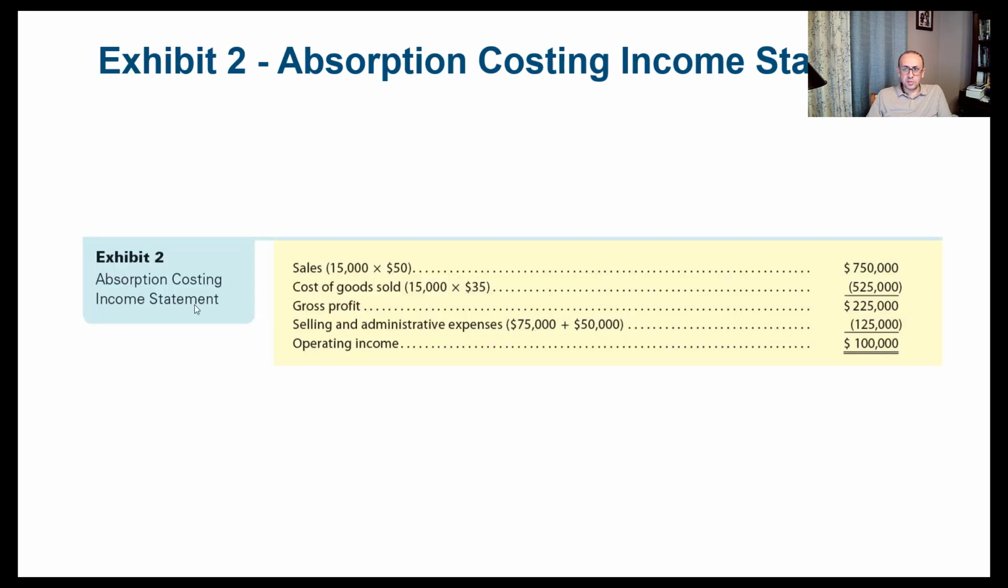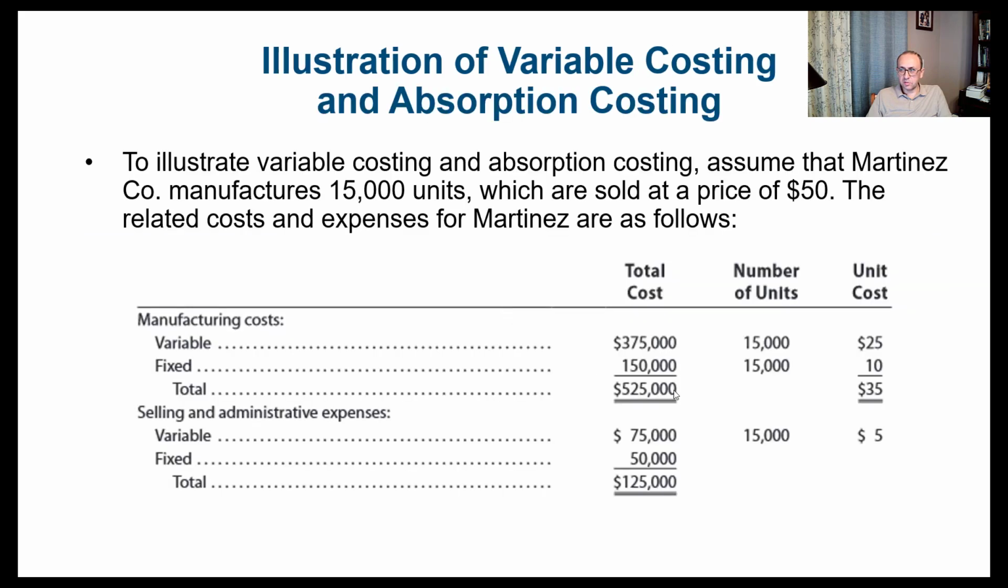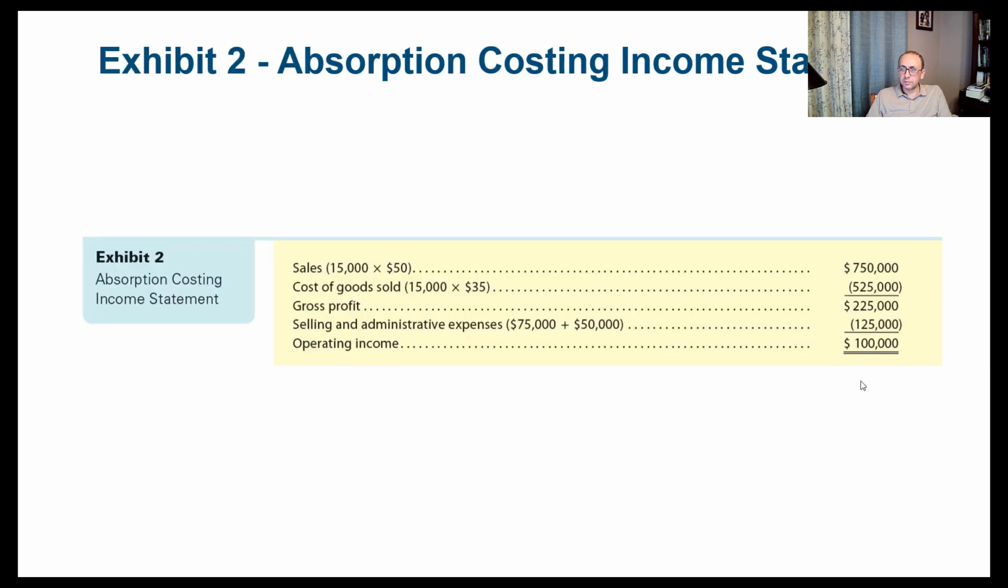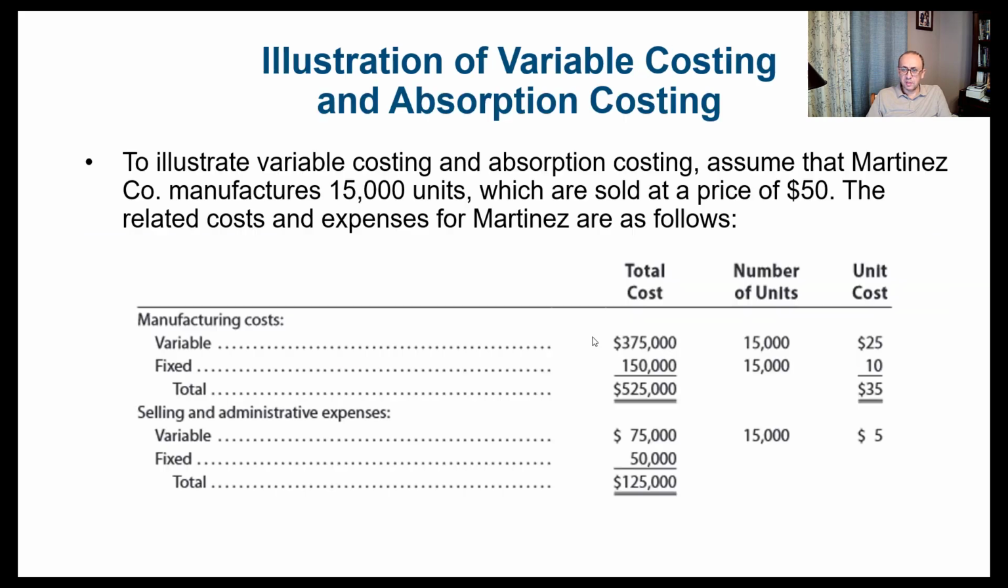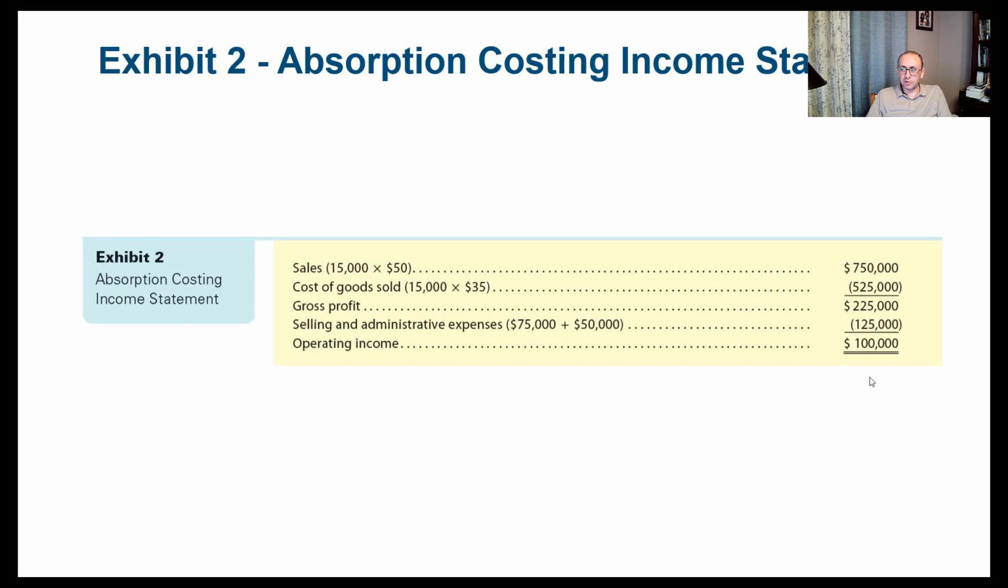So under the absorption costing income statement, we start with the sales, which is 15,000 multiplied by 50, and that's $750. We subtract the cost of goods sold, which is 15,000 multiplied by 35, the 35 that we got here, which is the manufacturing cost. That would give us the gross profit, which is $225. We subtract the selling and administrative expenses, 75 and 50, and that would give us our operating income of $100,000.